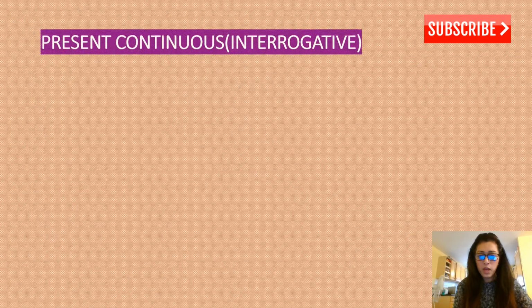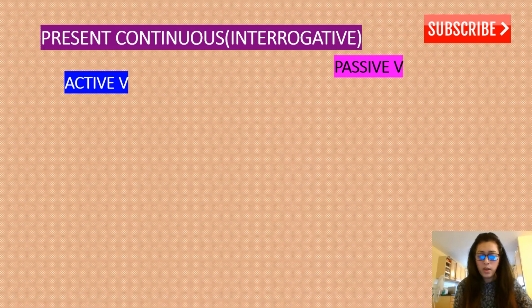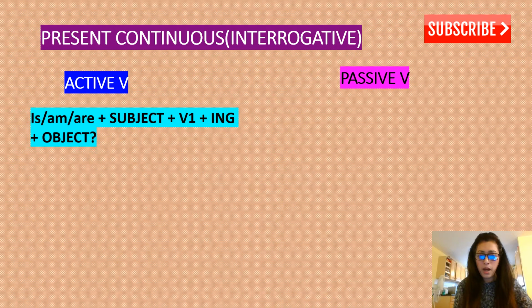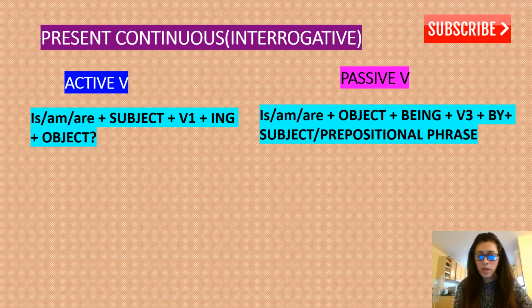And if I have to now change it to the interrogative, which is a question, for the active voice, I'm going to use is, am, are to start, then the subject, then V1 plus ing and the object with a question mark. And on the other hand, the passive voice will be is, am, are plus object plus being plus verb third form and by and the subject or prepositional phrase.